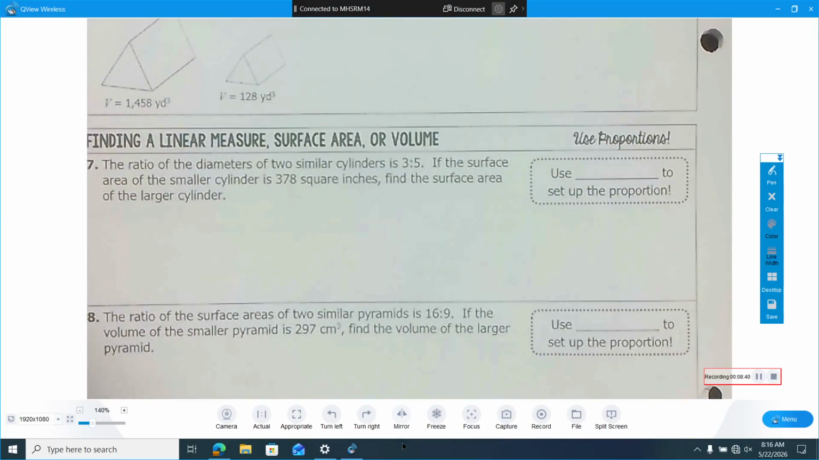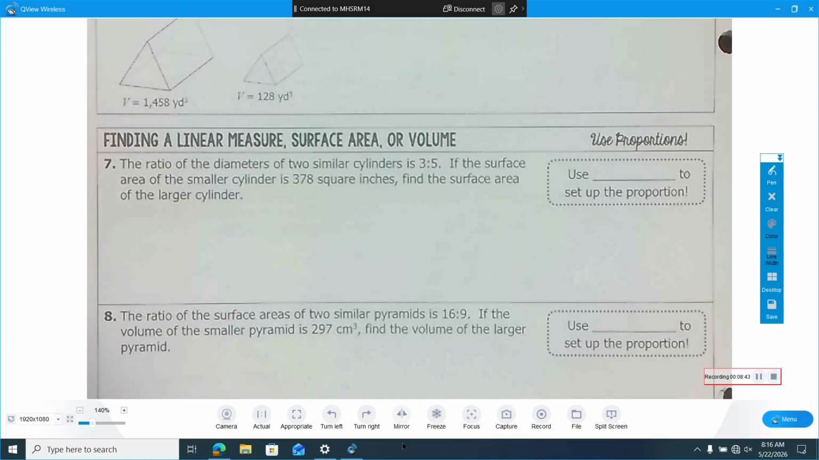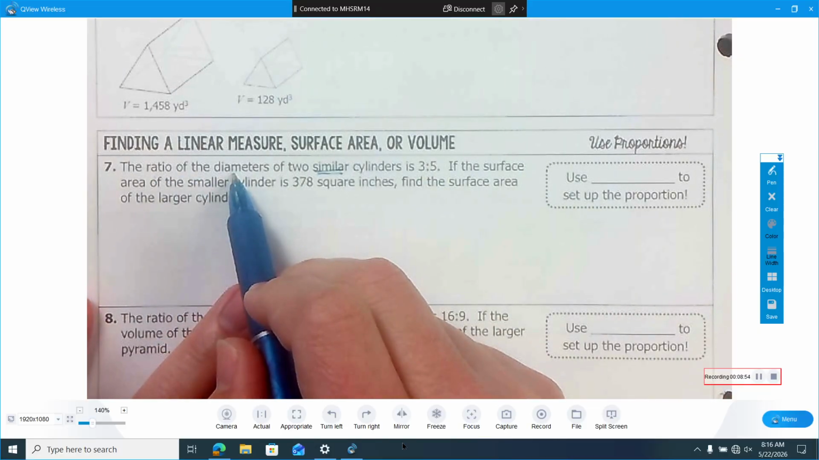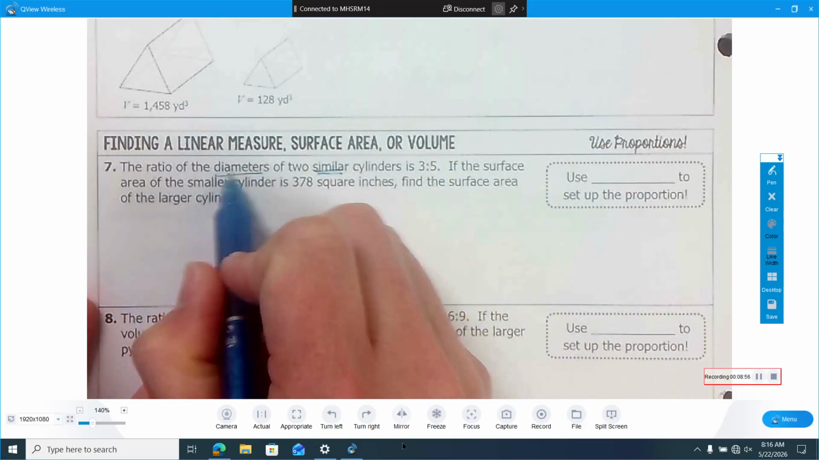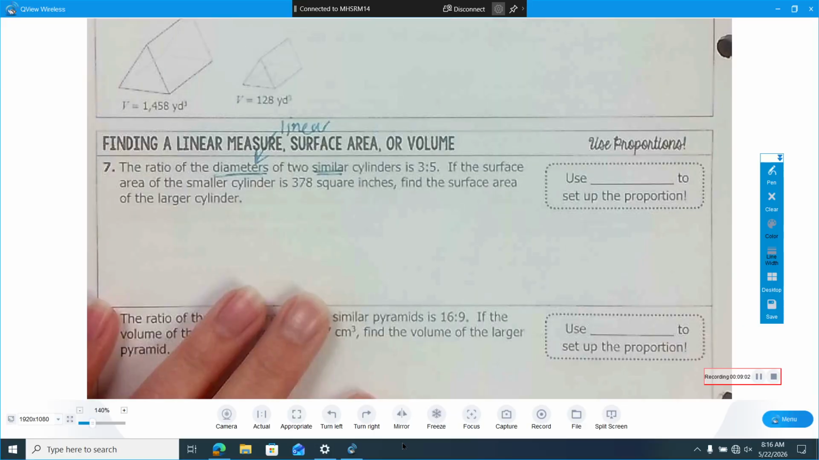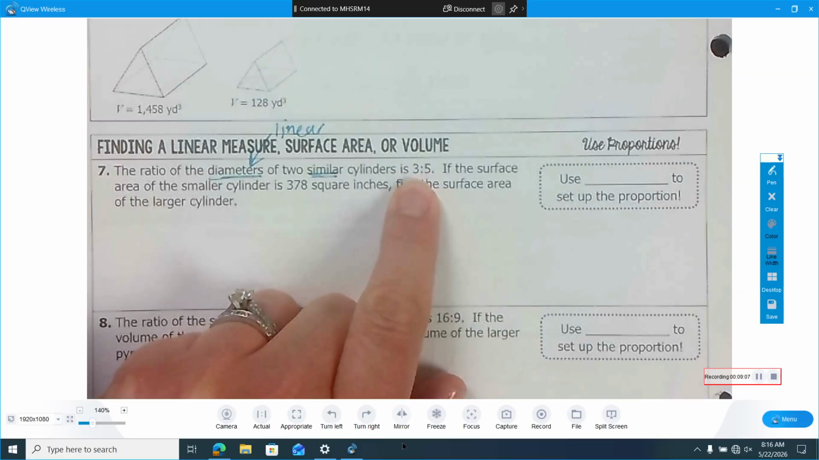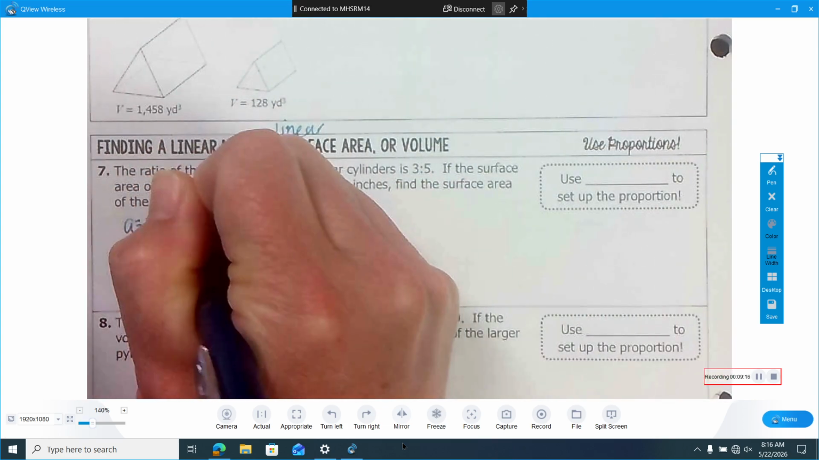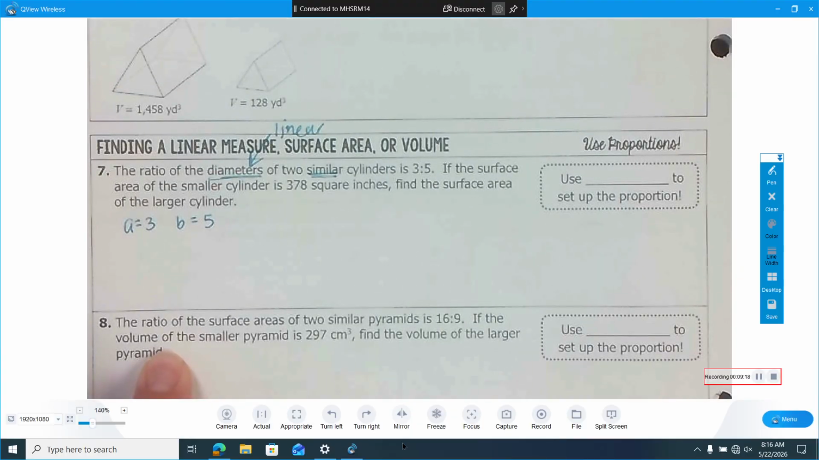So here's what we're really doing today. Let's look at number 7. The ratio of the diameters of 2 similar cylinders. So they are similar. And we've got ratio of diameters. And diameter is a linear measurement. It's like inches or feet or yards. Okay, that's linear. So what are they giving us here with the 3 to 5? A and B, yeah. So A is 3 and B is 5. That's what they're giving us.